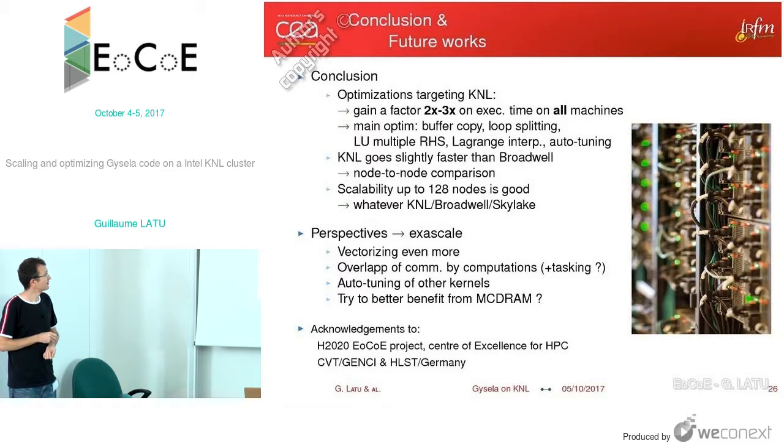The perspective for Exascale is to vectorize even more, and to overlap communication by computation, because it's really important now that communication takes a big part of the execution time. We have to auto-tune other kernels also. And a question about MCDRAM: should we really get interested in this MCDRAM? Because I don't know if we can really get efficient things on this memory.